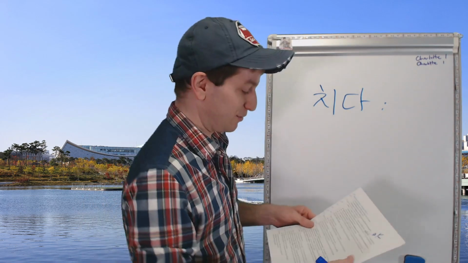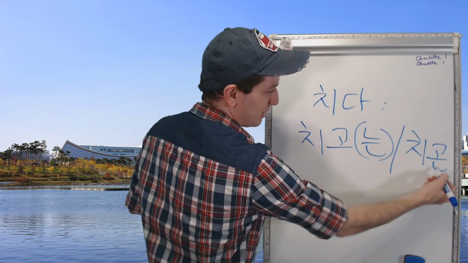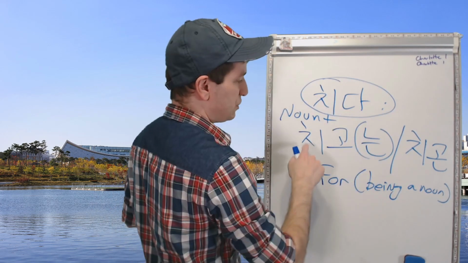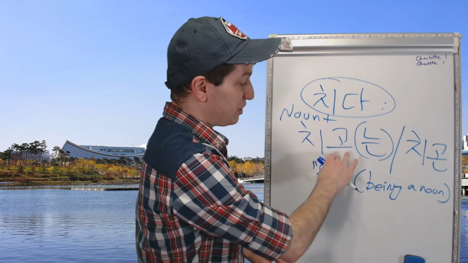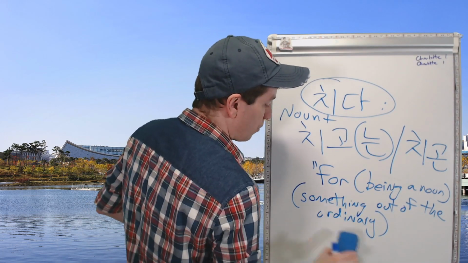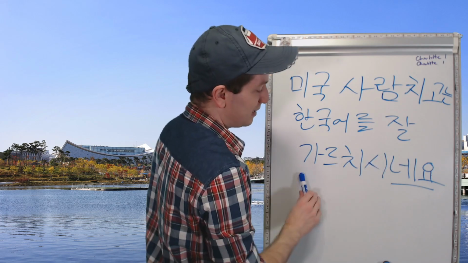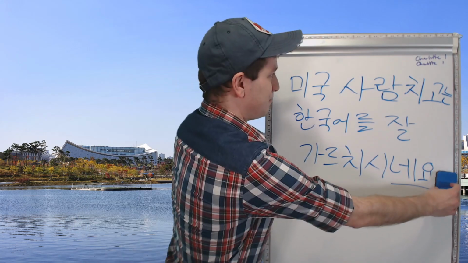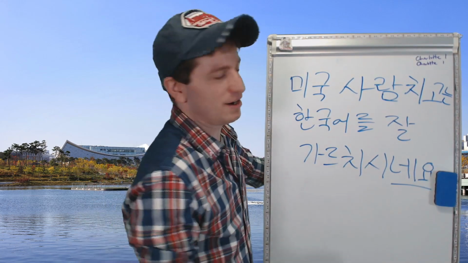Let's talk about 치다 by itself. There are two things we need to learn. The first thing is 치고 or 치고는, also written as 치곤. What this means is for being a noun. So the way it works is you take a noun and you attach 치고. And then optionally you can attach 는. So noun 치고 means for a noun, something is out of the ordinary. So you're saying that something is out of the ordinary for being that noun. 미국 사람 치고는 한국어를 잘 가르치시네요. For an American, you can teach Korean well. You teach Korean well for an American.